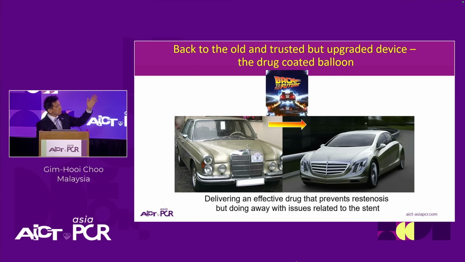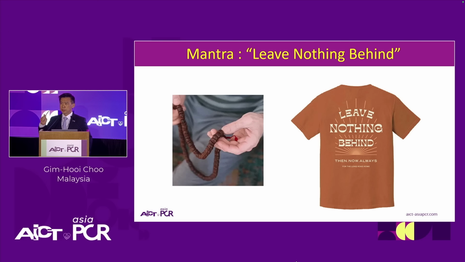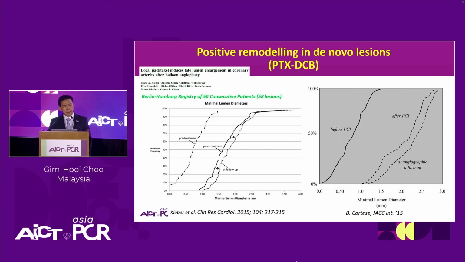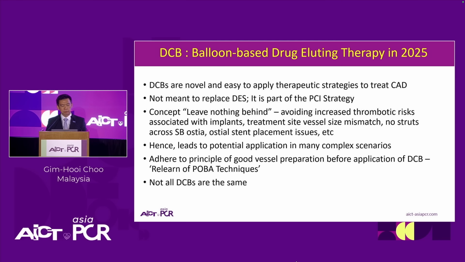It's back to the old device, but it's an upgraded Mercedes-Benz. It's an effective way to deliver the drug to the vessel wall, but without leaving anything behind. Because of the mantra, we want to have nothing behind. So that's a good concept. And we know that without caging the vessel, with a drug-coated balloon, with paclitaxel-based delivery or therapy, we can have positive remodeling of the vessel.